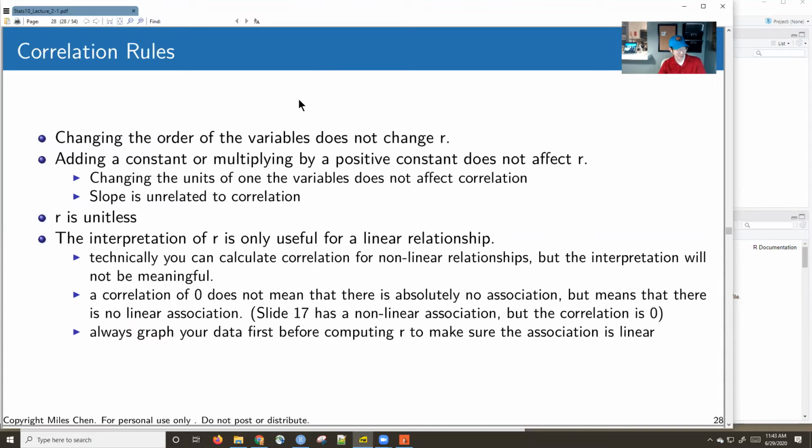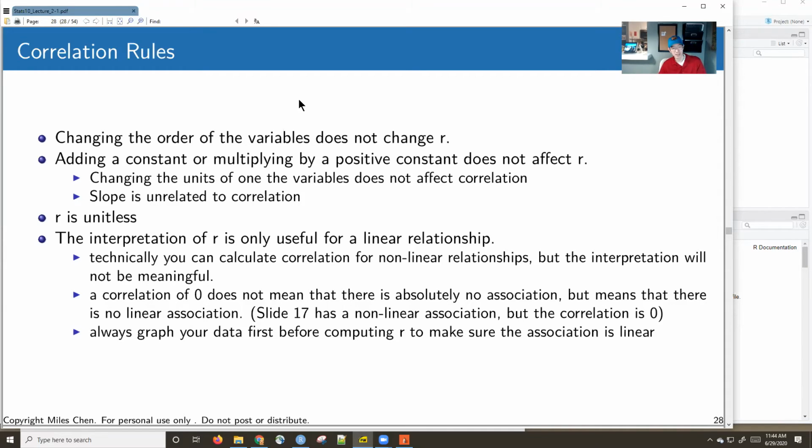So these are rules about correlation. Changing the order of variables does not change R. If height and weight have an association or correlation of 0.72, then swapping them, weight and height, would have the same correlation of 0.72.